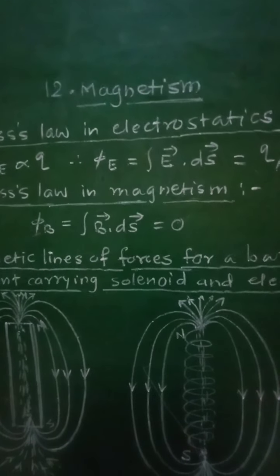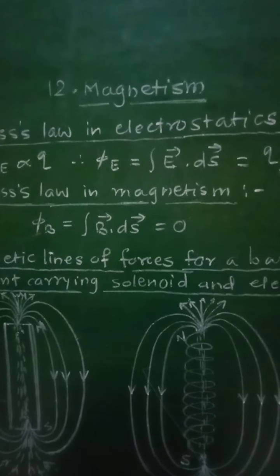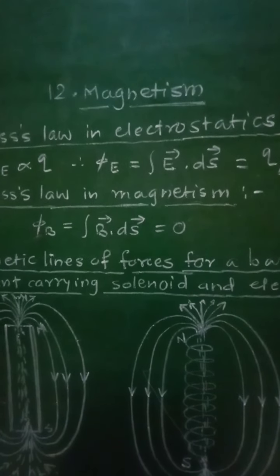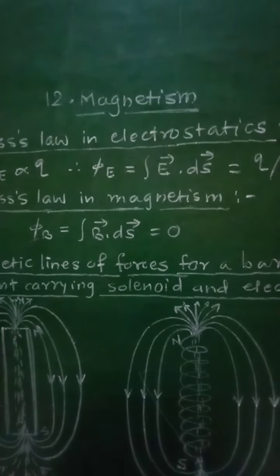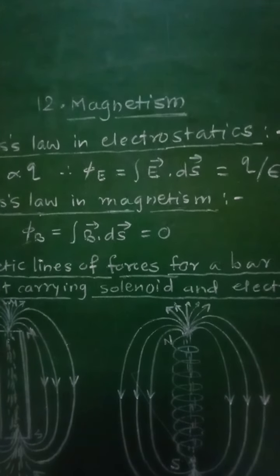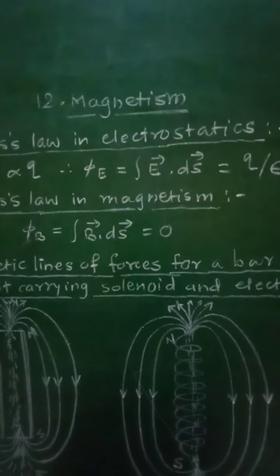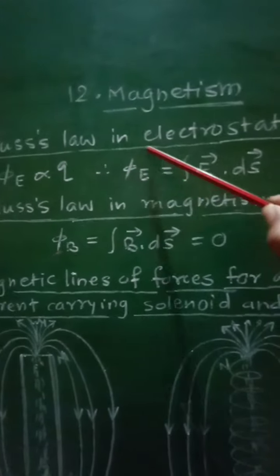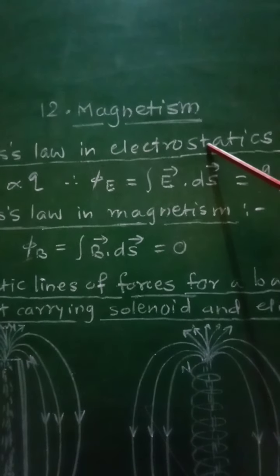Class 11th, subject physics, 12th chapter magnetism. From the chapter, let us see the comparison between Gauss law in electrostatics and Gauss law in magnetism. Let us see first Gauss law in electrostatics.